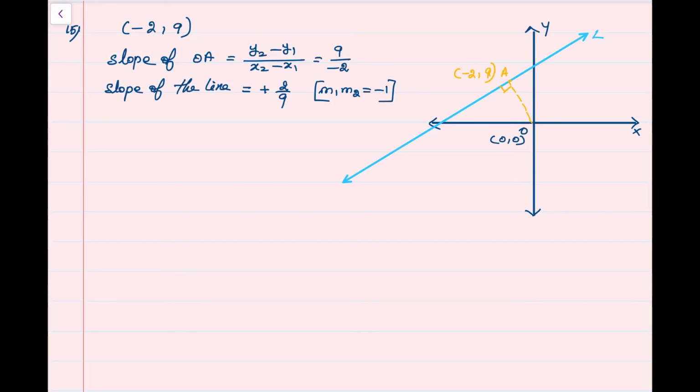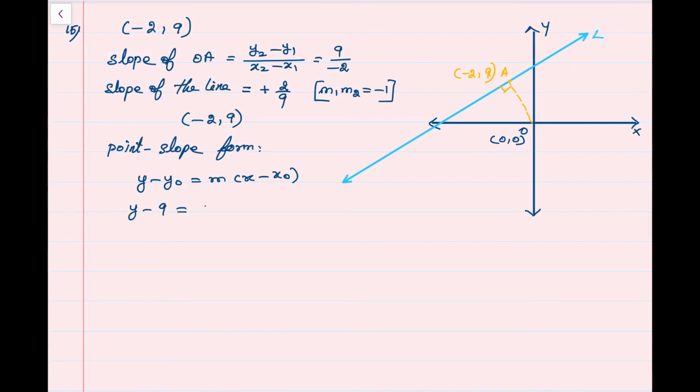Now we know the slope of the line and we know one point on the line. We can use point slope form. Y minus y0 is equal to m times x minus x0. Y minus 9 is equal to 2 divided by 9 times x minus of minus 2, which is x plus 2. Multiply the equation by 9. Therefore, equation of the line is 2x minus 9y plus 85 equal to 0.